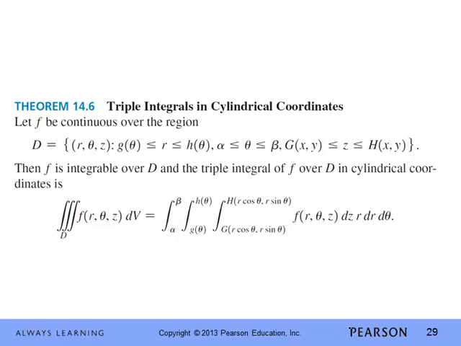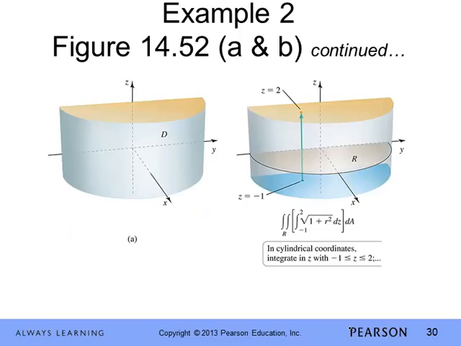All right, moving along here. So this is example 2. So the idea here was to take a look at example 2 on page 1030. This is going to be the integral of the square root of 1 plus x squared plus y squared over this region right here.